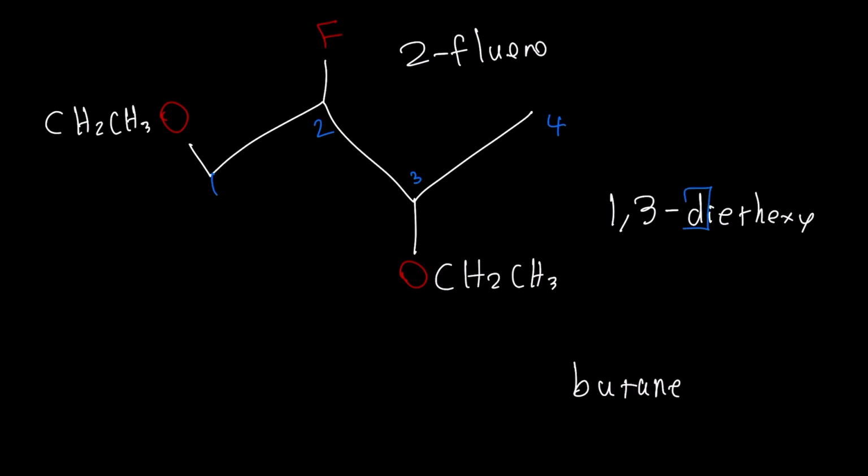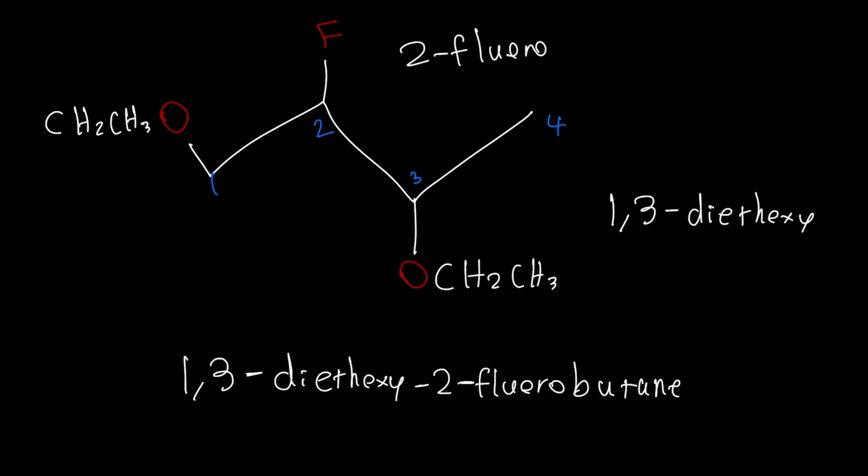You can see that the D comes before F in the alphabet. However, when you want to alphabetize it, you want to ignore the prefixes, so you don't want to include the D. You're going to go based on the E, and E comes before F in the alphabet, so the diethoxy is going to come first. So we're going to start with 1,3 diethoxy 2-fluorobutane.